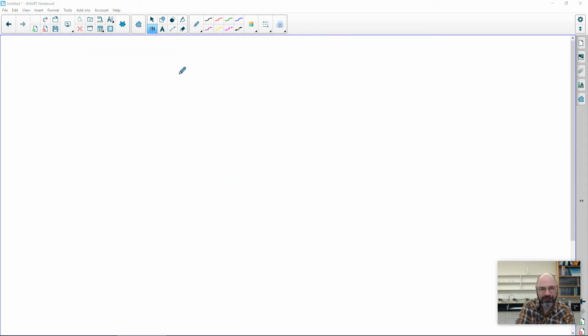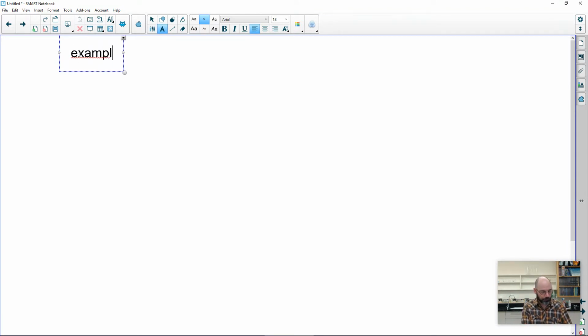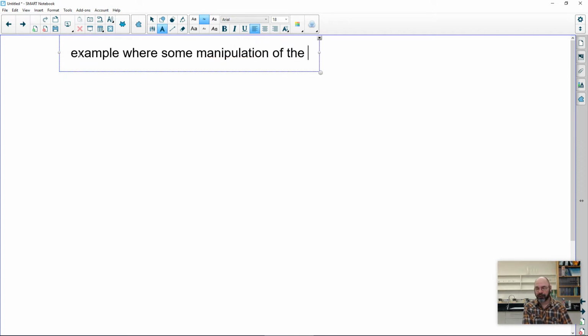Okay, so my first example, I'm going to title it here. This is going to be an example where some manipulation of the equation is needed. This means you're going to multiply by a constant or divide by a constant, something like that.